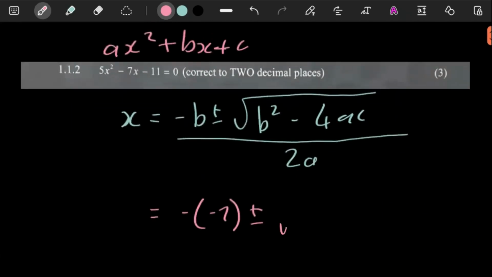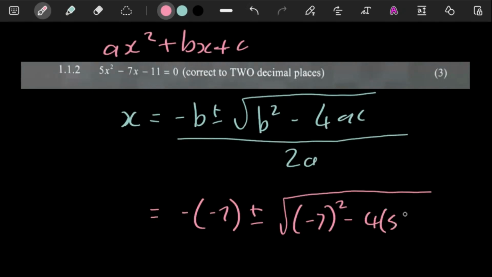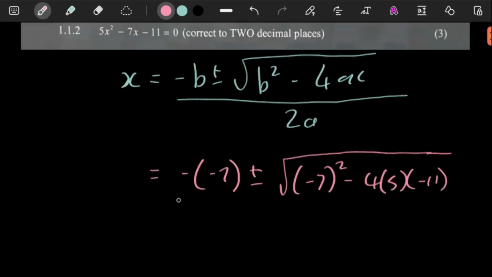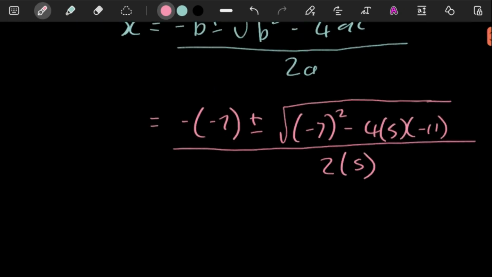So we can already see here our b value is negative 7, and then I'm already making dumb mistakes here. I feel like I'm distracted for some odd reason, but anyways, our a value is a 5, and then our c value is negative 11. Okay, let's put everything in the calculator and see what we end up with.